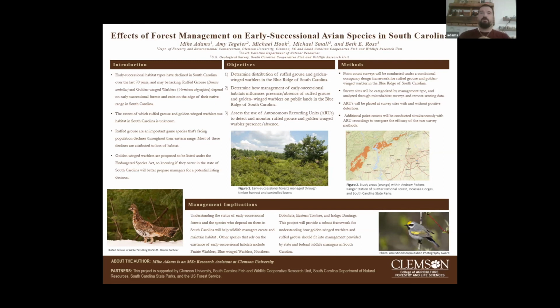So places like Jocassee Gorges, which is notoriously difficult to hike around, limit the amount of area I can cover personally. So that's the main problem with detecting grouse.